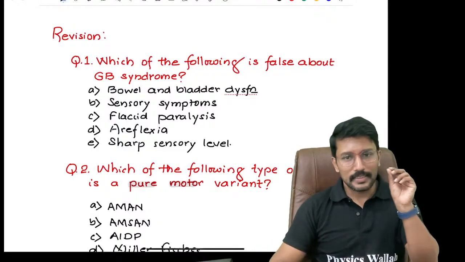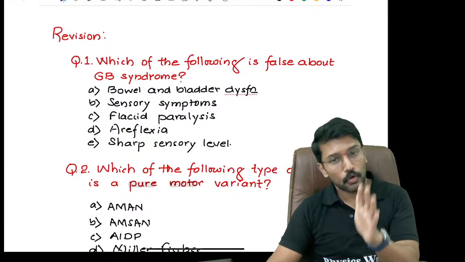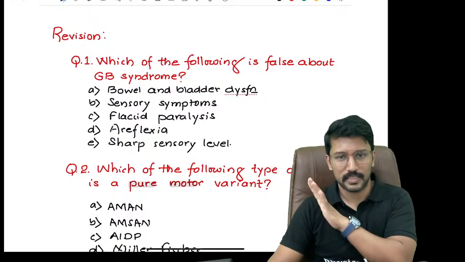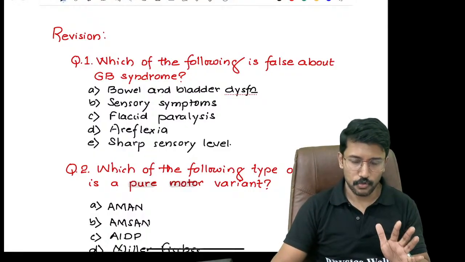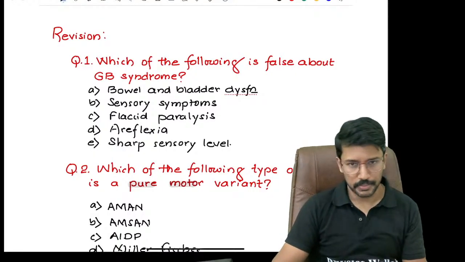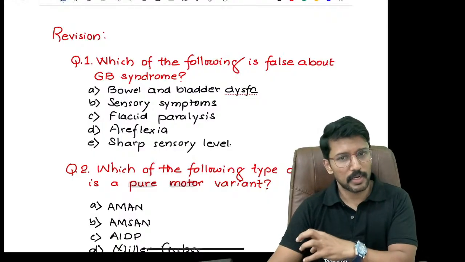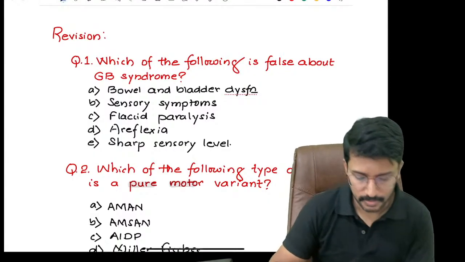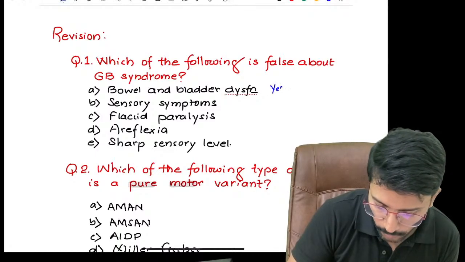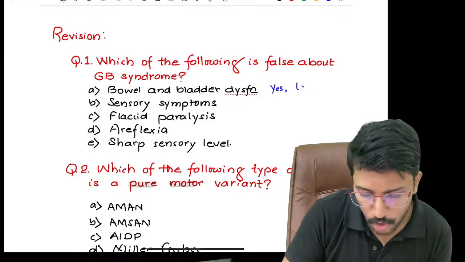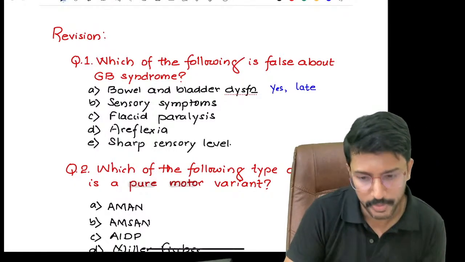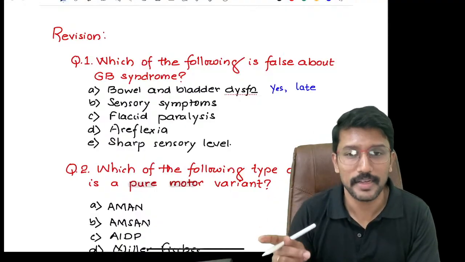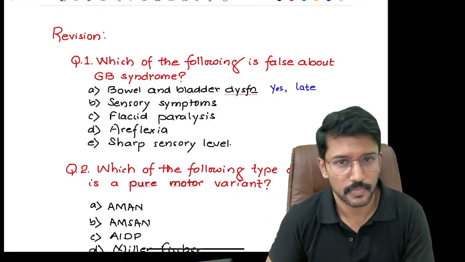Yes, so it is a disorder of peripheral nervous system where there is also involvement of ANS, and your bowel is under the control of autonomic nervous system. You can have bowel dysfunction. Now, bladder is supplied by the spinal nerves. So when the peripheral nervous system gets affected, it can get affected. So yes, there will be involvement of the bowel and bladder, but not early. It is a late involvement. Early involvement points towards spinal cord pathology, right?